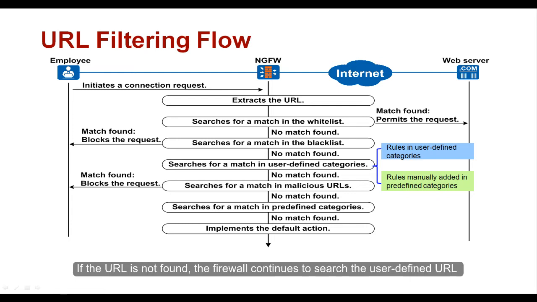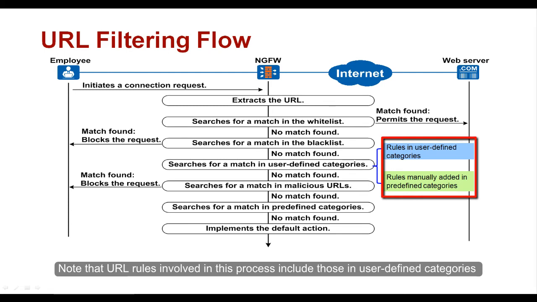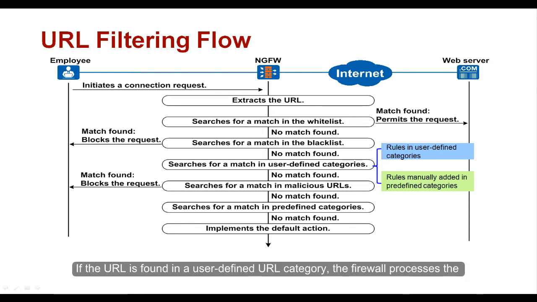If the URL is not found, the firewall continues to search the user-defined URL categories for the URL. Note that URL rules involved in this process include those in user-defined categories and those manually added to predefined categories. If the URL is found in a user-defined URL category, the firewall processes the request according to the action for the category, which can be allow, alert, or block. If the URL is not found, the firewall continues to search the malicious URLs for the URL. If the URL matches a malicious URL, the firewall blocks the request.